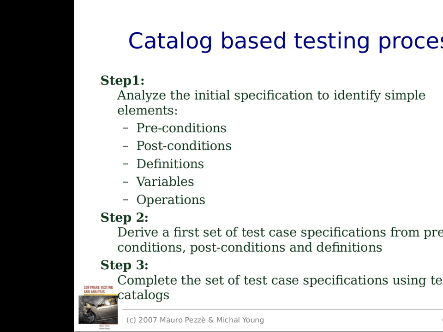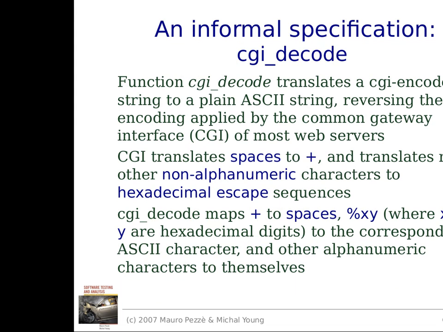So when you're doing catalog-based testing, step one is to actually do the analysis, which means you need to have your preconditions, those are the conditions that exist before the program runs. Postconditions, what needs to be true when the program exits, and then any definitions or variables or operations that are going to be used, just so people are clear on what's going on. Step two is derive the first set of test cases from preconditions, postconditions and your definitions. And last, complete the set of specifications using test catalogs. And this is really to fill out the test and also to simplify it somewhat.